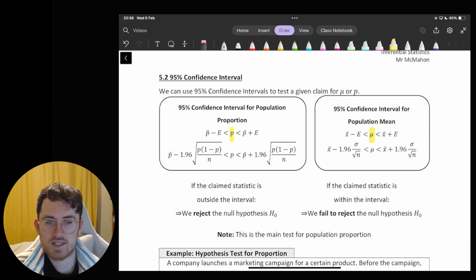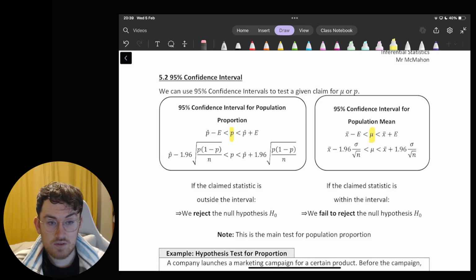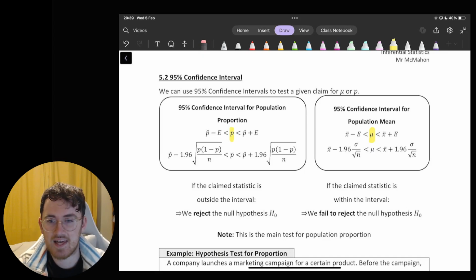hypothesis, that it's false. Again, as we said at the start, there's always that 5% chance that we reject it and it was actually true, but we're 95% confident that we can reject it here. If the value they've claimed is within the interval, we fail to reject, because there is a possibility that they are right, that it is that value. There's always a chance that it's not as well. Just because it's within that range doesn't mean that it is that value.